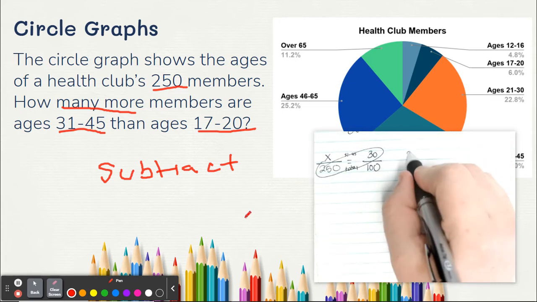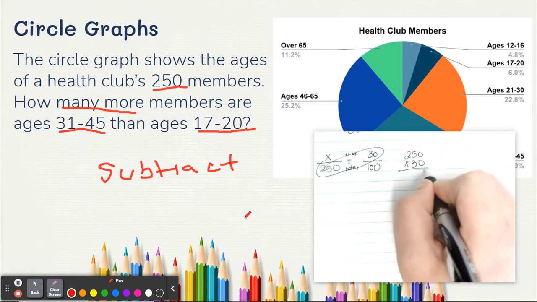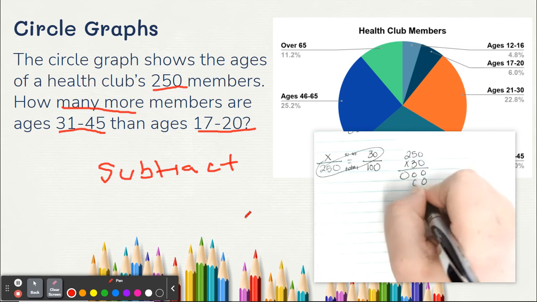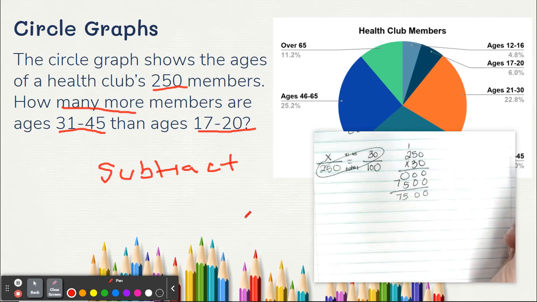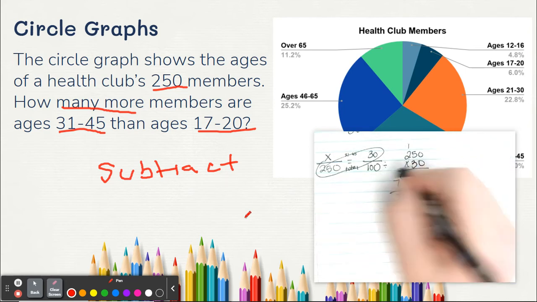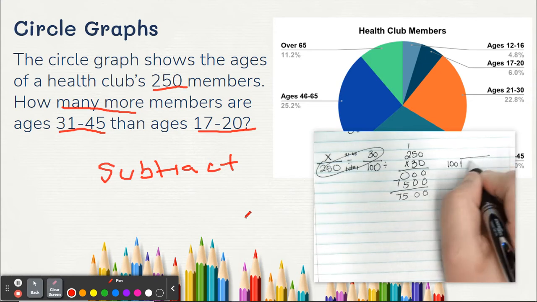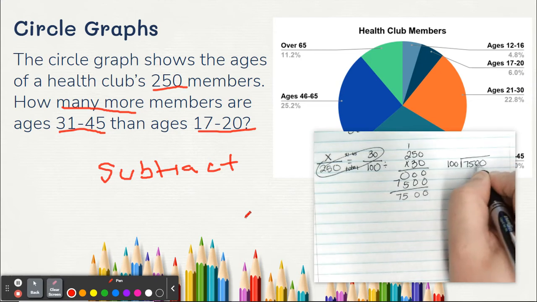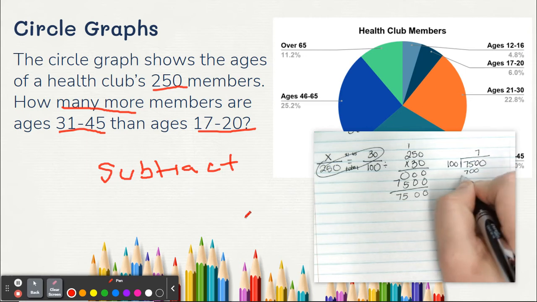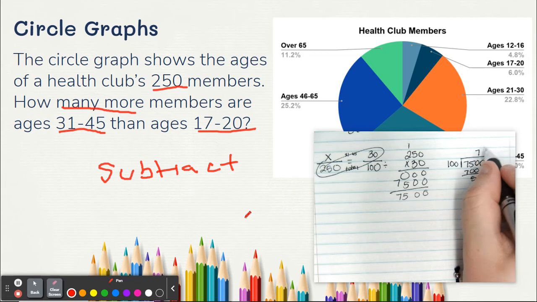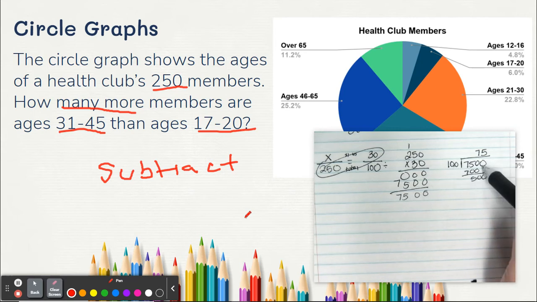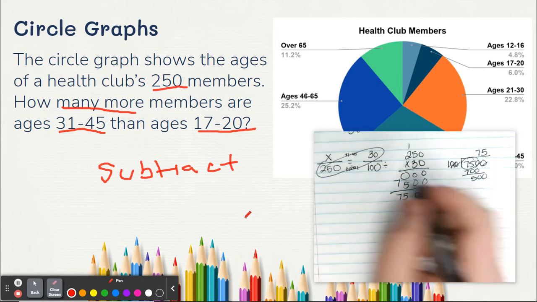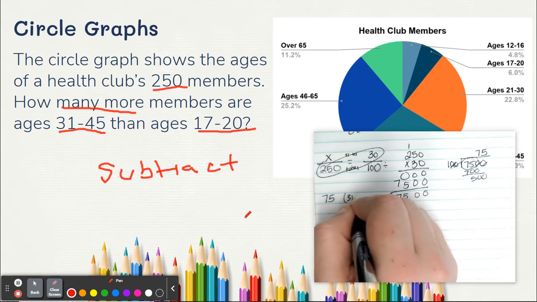250 times 30 gives 7,500. And then we're going to divide that by 100. So 100 goes into 7,500 75 times. When I divide by 100, if there's zeros at the end, I can just cross off the last two zeros, and that gives me the answer there, 75. So 75 are 31 to 45.